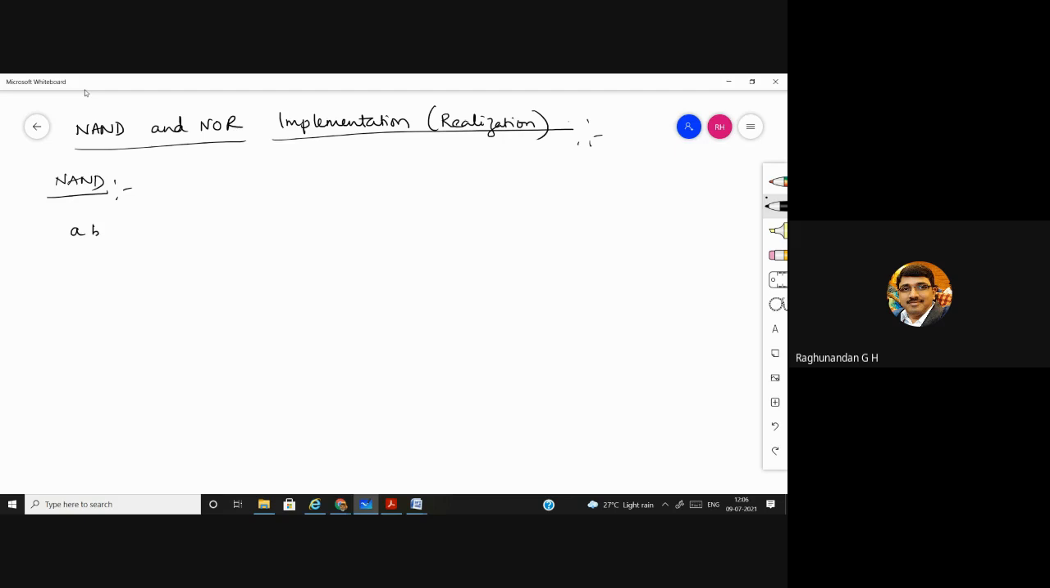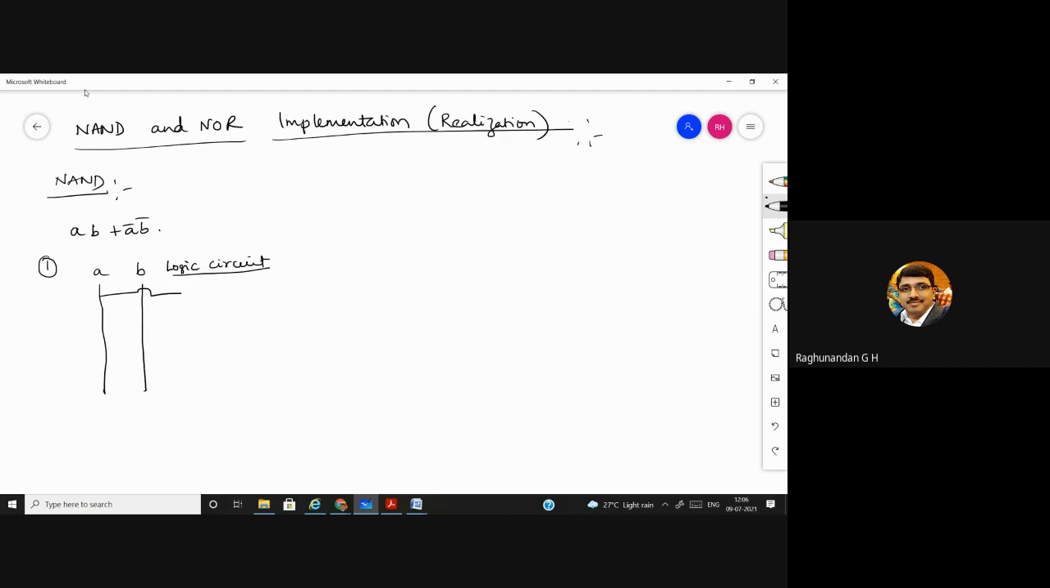Let us take a simple example, AB plus A bar B bar. The first step in NAND realization is to write the basic logic circuit. Here you should use the basic gates only. You should not use the XOR, XNOR, NAND and NOR gates, because those are the gates which we want to finally use.